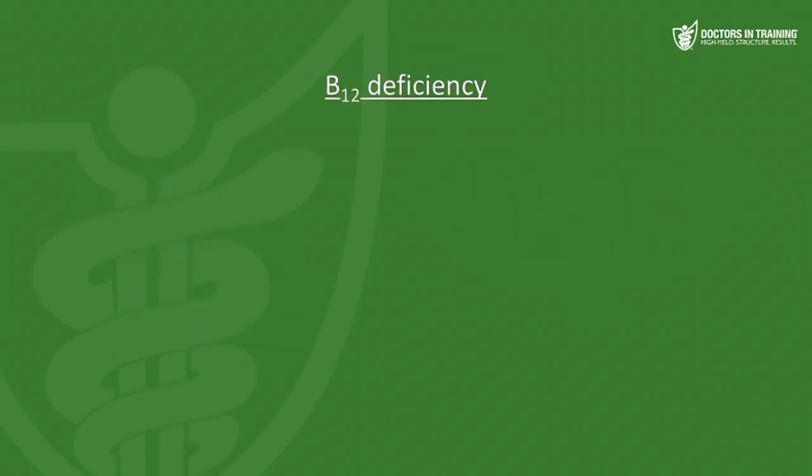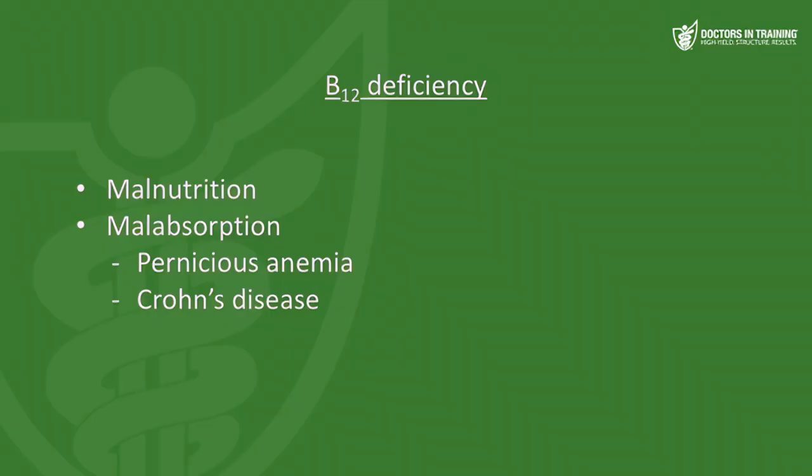Now, what kinds of things cause B12 deficiency? Well, it's a lot of the same things. Malnutrition, again, especially in strict vegans, they have to take B12 supplements. Malabsorption, including pernicious anemia, Crohn's disease, and also the fish tapeworm Diphyllobothrium latum can cause B12 deficiency.